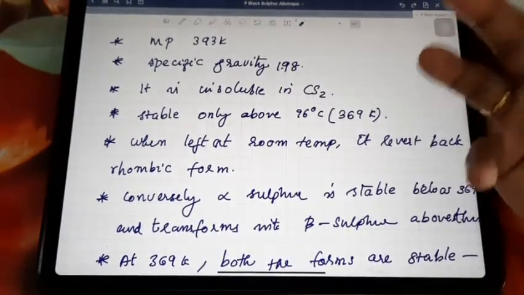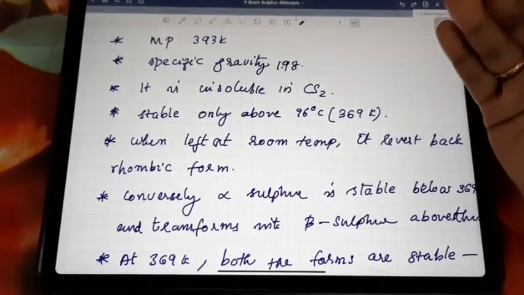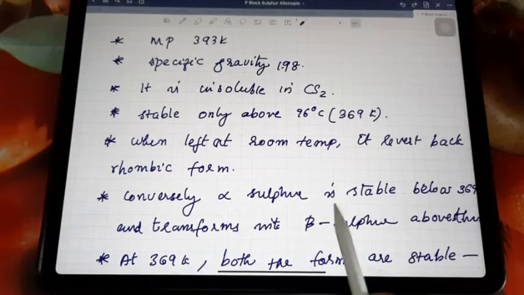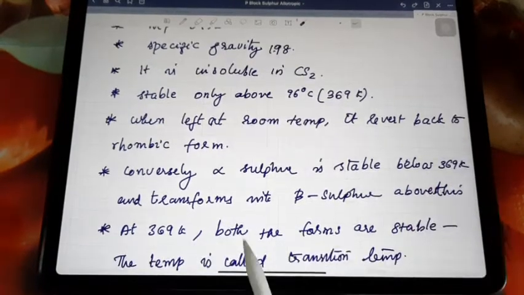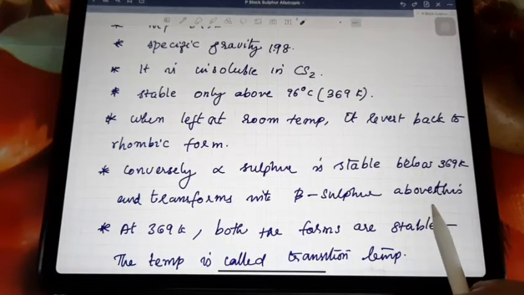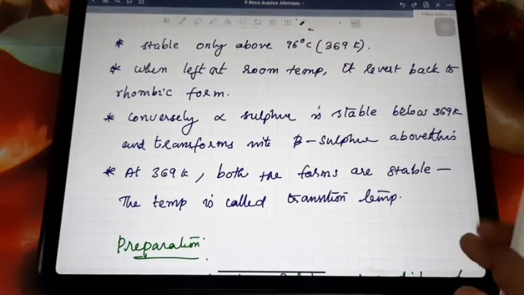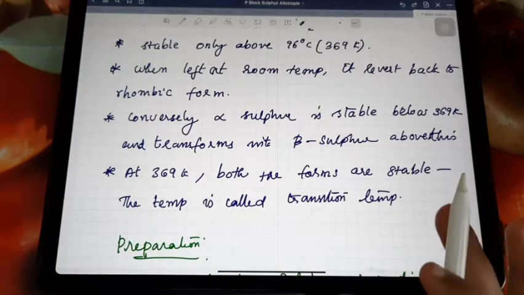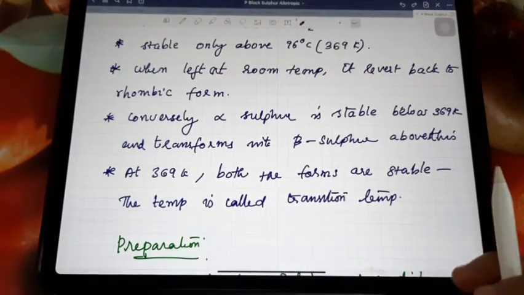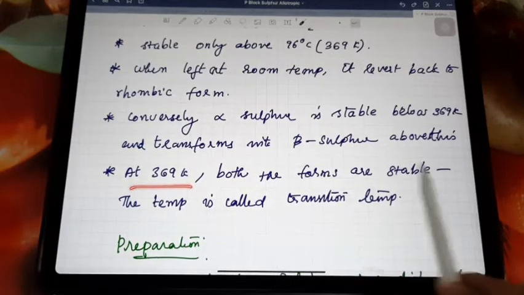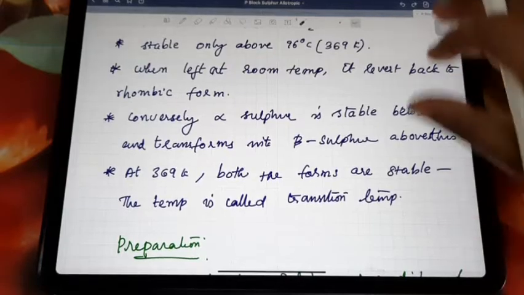Otherwise, you can say alpha sulfur, when heated, will change to monoclinic sulfur. Alpha sulfur is stable below 369 Kelvin and it transforms to beta sulfur above this. At 369 Kelvin both forms are stable; above it monoclinic sulfur is stable and below it rhombic sulfur is stable. So at 369 Kelvin both forms are stable. That temperature is called the transition temperature.